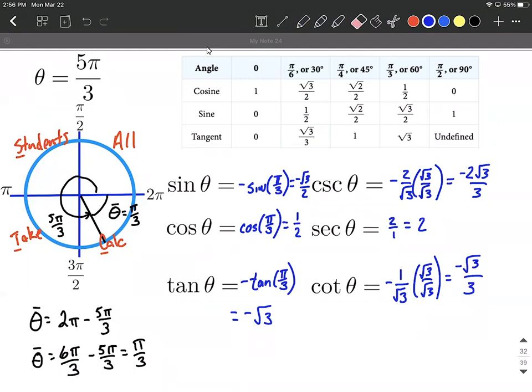It really isn't too bad. Just make sure you locate the correct quadrant every single time where your initial theta is located. Draw your reference angle, theta bar, always to the x-axis, and then make sure you get the correct sign on each one of these.